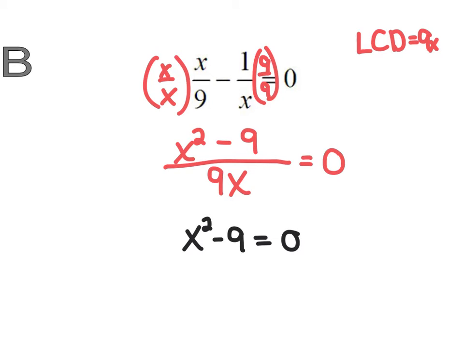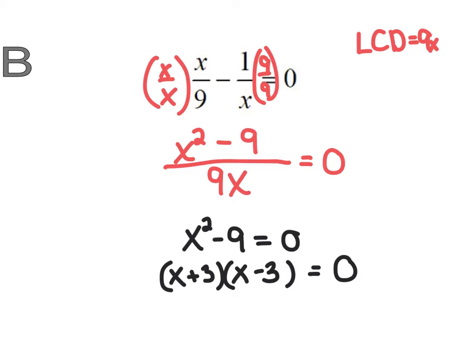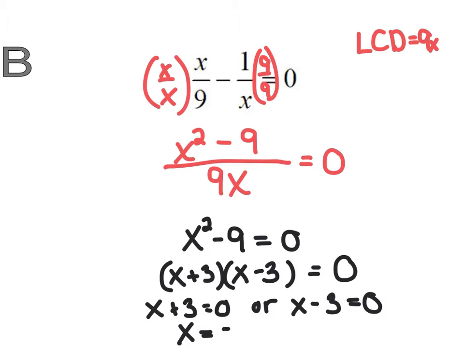This produces x squared minus 9 equals 0. It's quadratic, so I'm going to think about, well, how can I solve that? There's a couple of ways. I'm going to choose to factor. I'm going to make this x plus 3 times x minus 3. It's the difference of two squares pattern. Now I apply the zero product property, which says x plus 3 equals 0, or x minus 3 equals 0, and I will solve both of these. This produces two solutions, x equals negative 3, or x equals positive 3.